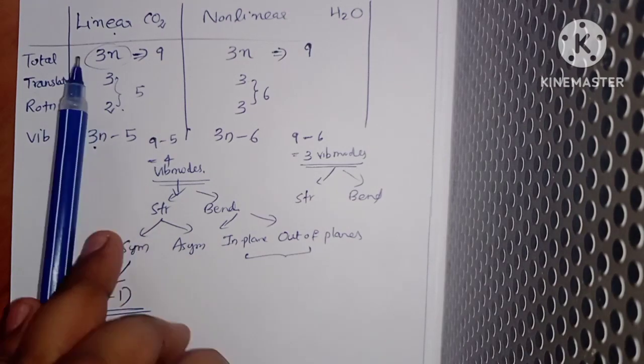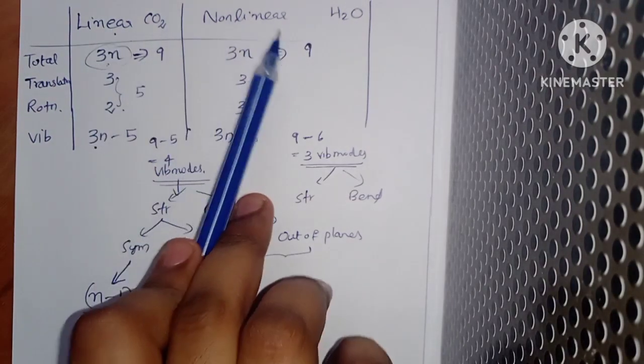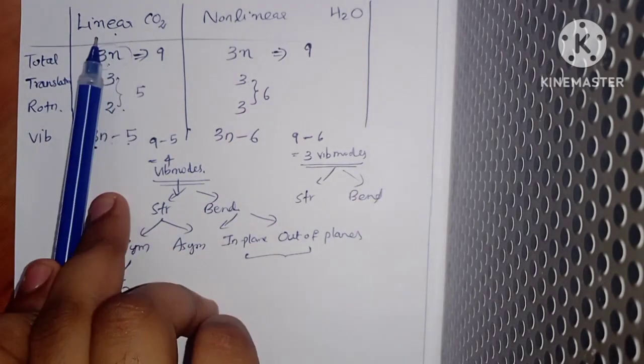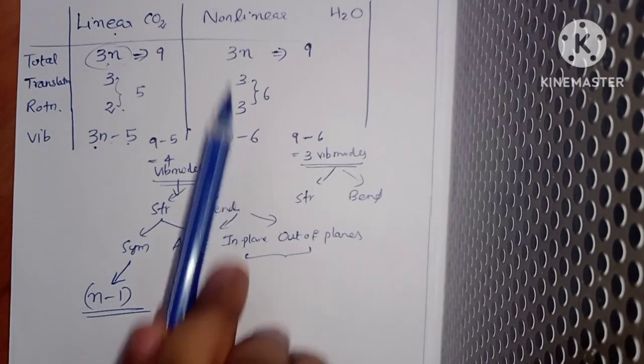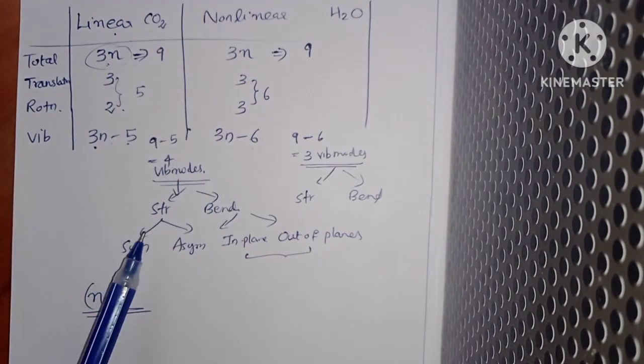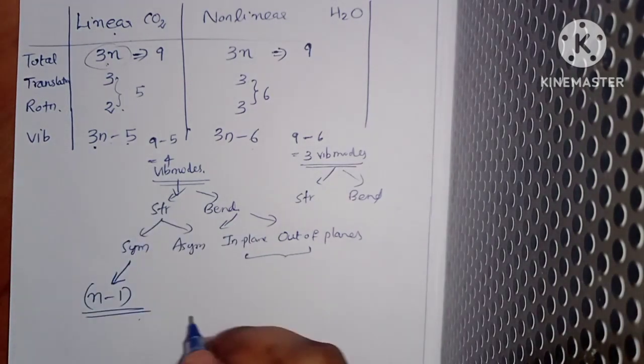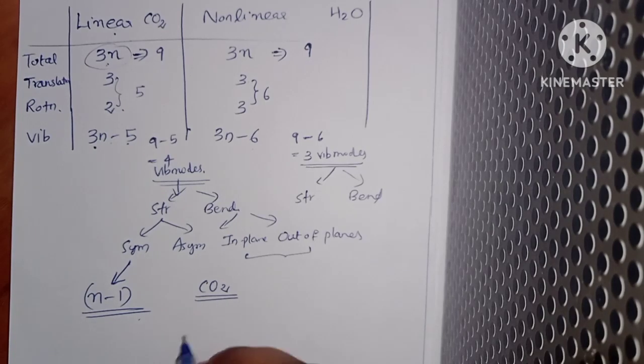So total degrees of freedom is 3n for both linear and non-linear. Total vibrational modes is 3n minus 5 for a linear molecule, 3n minus 6 for a non-linear molecule. Within those vibrational modes, the number of stretching vibrations will be equal to n minus 1. So if we consider the CO2 molecule again, the total degrees of freedom is 3n, that is 9, and the vibrational modes is 3n minus 5, which is 4.